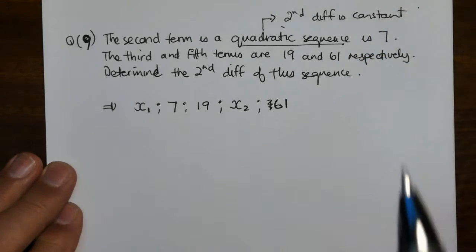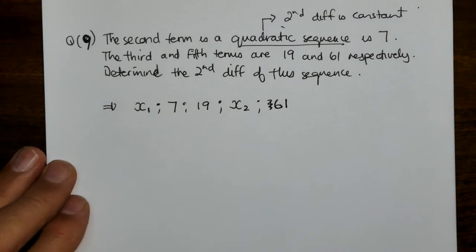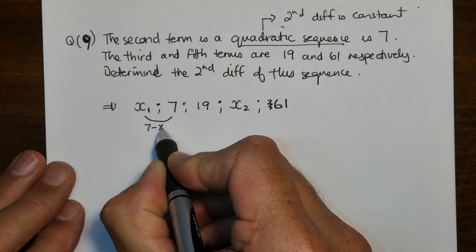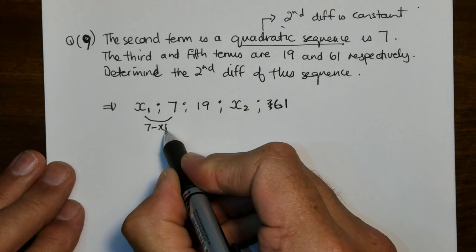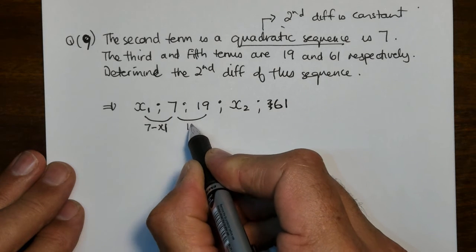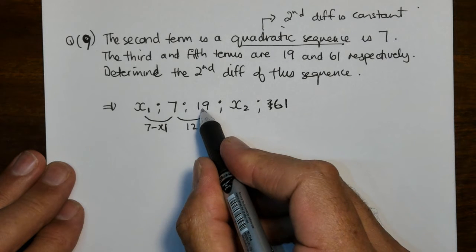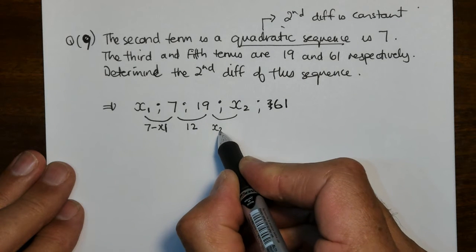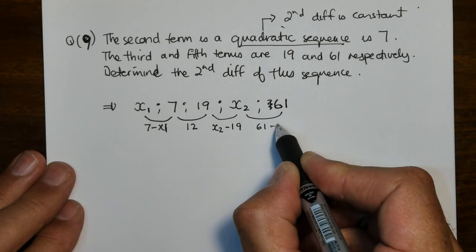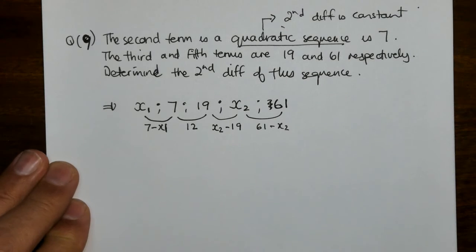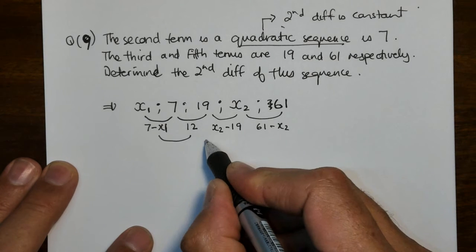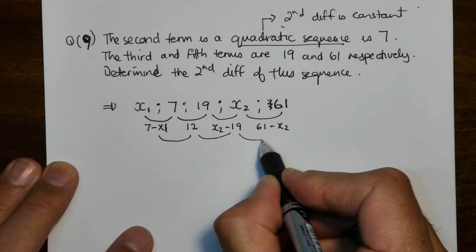The first difference is not constant. But let's see, what do we do? To find the difference here, I take this term and I minus x1 from it. The difference here is 19 minus 7, so that difference would be 12. The difference between these two terms will be x2 minus 19, and the last difference there is this one minus this one, 61 minus x2. Now please note that these aren't constant. That's the first difference. The second difference is the difference that is constant.